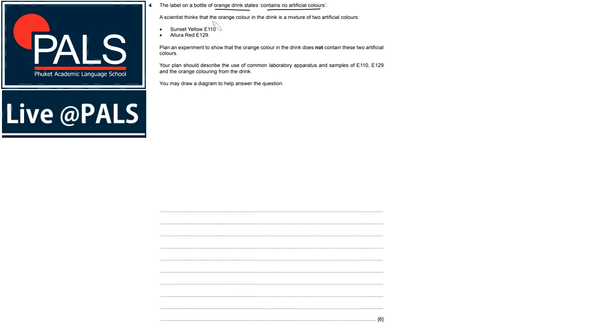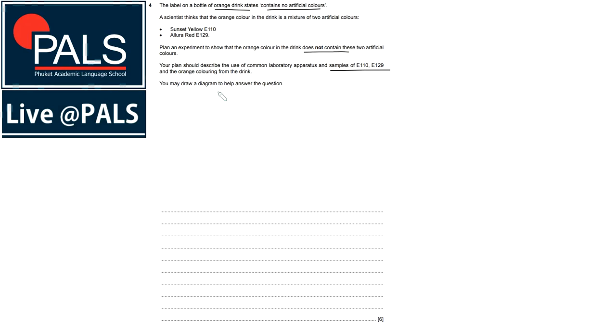A scientist thinks that the orange color in the drink is a mixture of two artificial colors, sunset yellow E110 and allura red E129. Plan an experiment to show that the orange color in the drink does not contain these two artificial colors. Your plan should describe the use of common laboratory apparatus and samples of the two artificial colors and the orange coloring from the drink. You may draw a diagram to help answer the question.